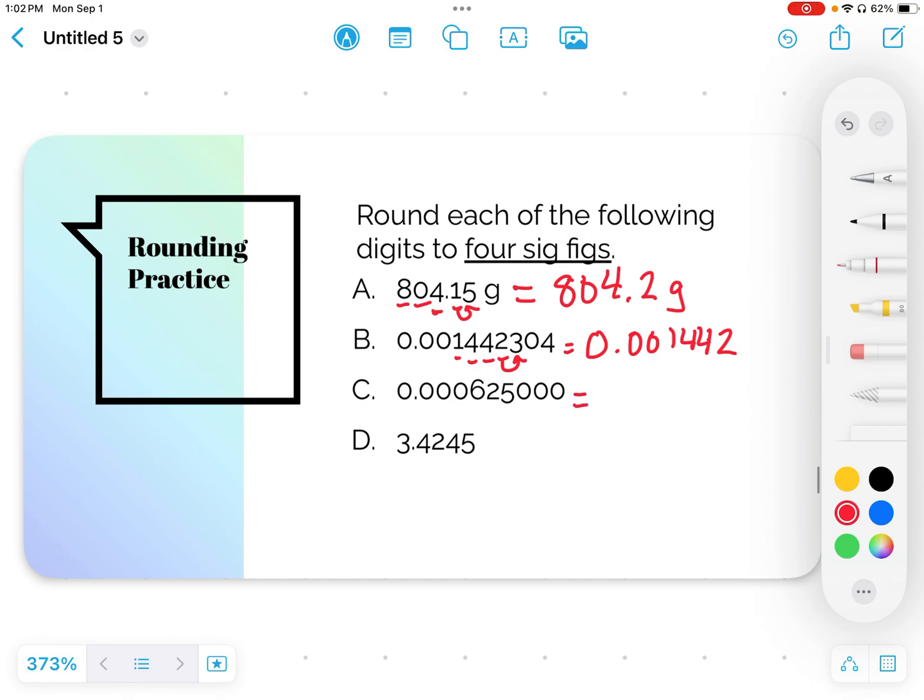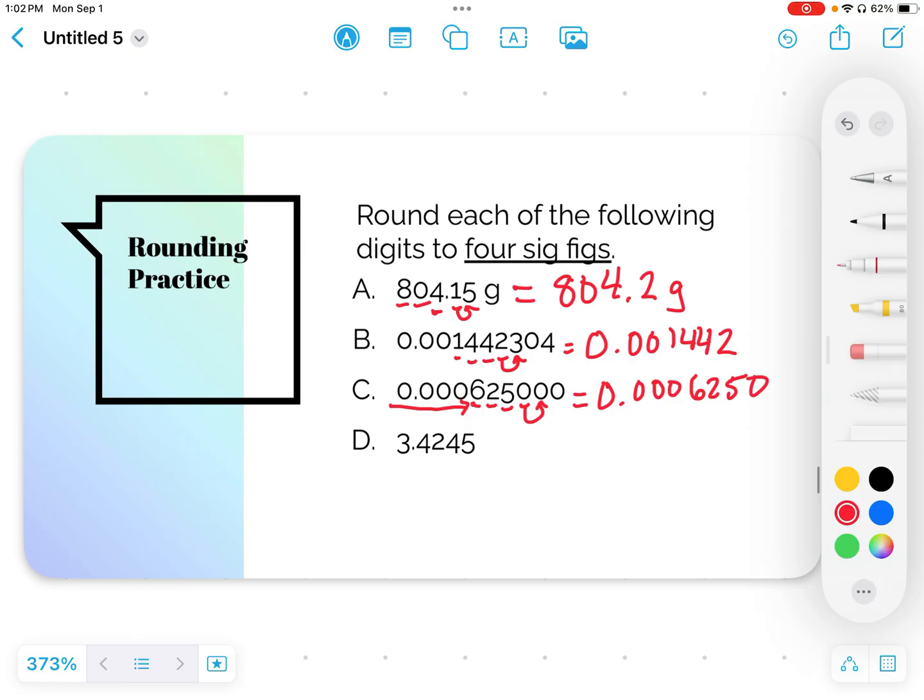All right, looking at C. Again, we want 4 sig figs, so I'm going in from the front. I swim in until I hit a number. So I hit 6. 1, 2, 3, 4. I look behind. It's a 0. I'm going to stay the same. I'm going to include those leading zeros. So 0.000625. And there's my 4 sig figs.